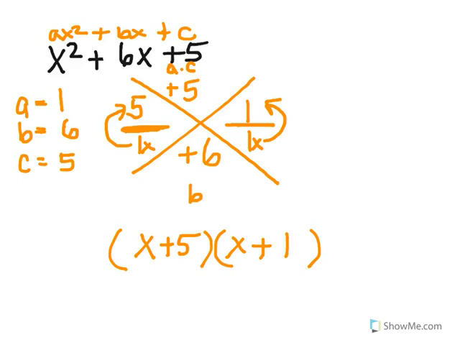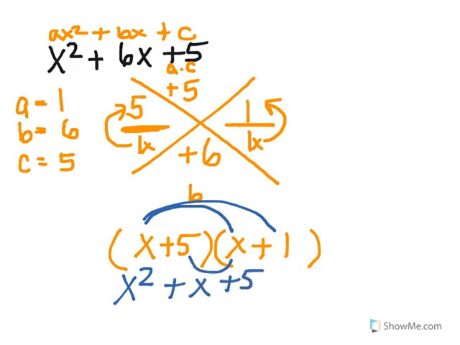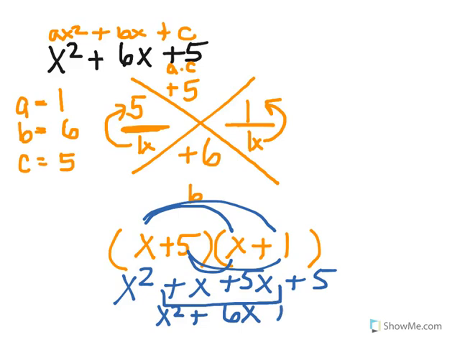Now, if you're not sure you did that right, let's see if when we FOIL this, we get the right answer. X times x is x squared, x times 1 is x, 5 times x is 5x, 5 times 1 is 5. We have these two numbers in the middle that are like terms. That's 6x, so x squared plus 6x plus 5, and it checks. That's what we started with. So when we're factoring a trinomial, we're trying to find the two binomials, the two terms that when we multiply them together will give us that.